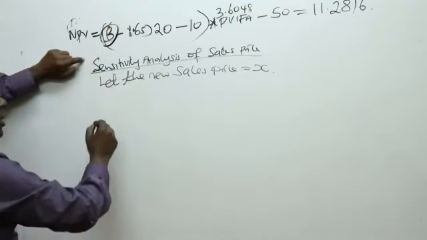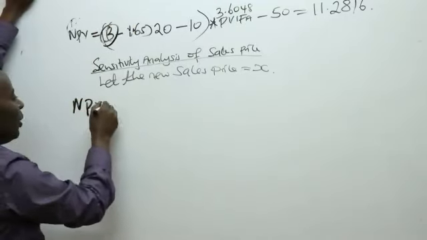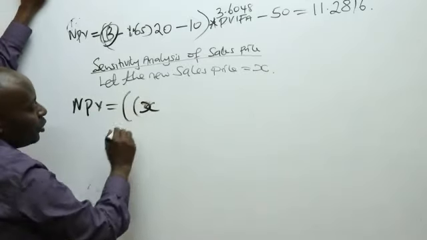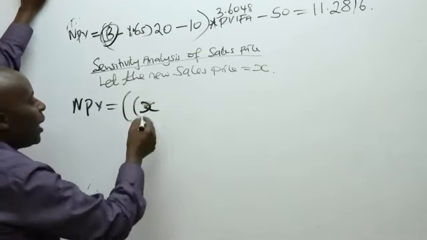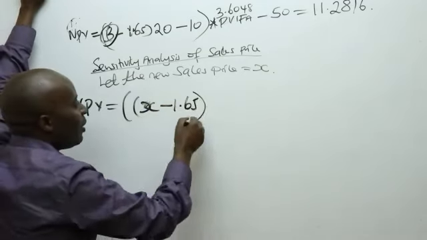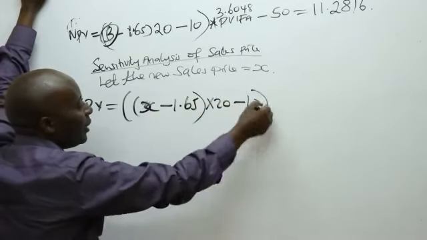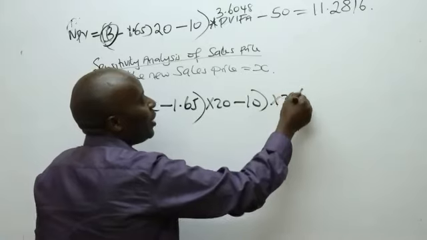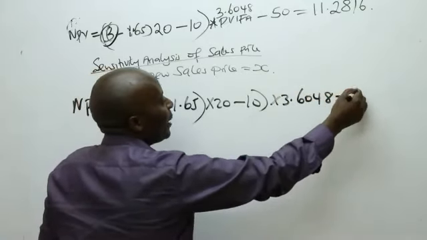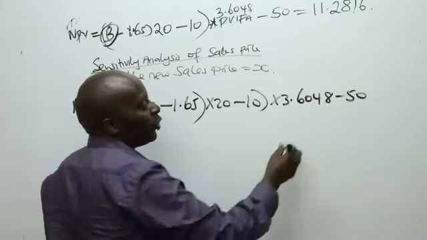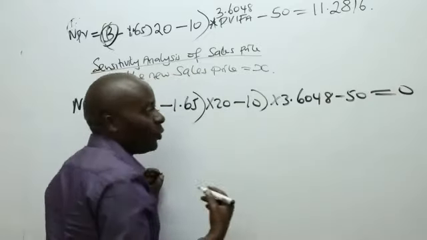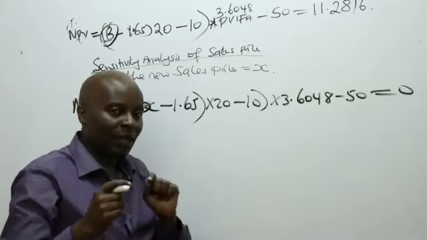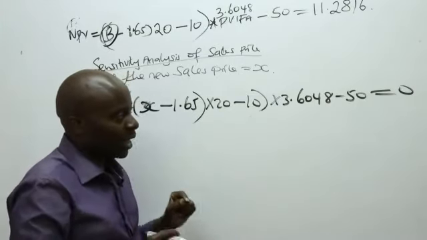It is here. Therefore, my net present value will be equal to, in brackets, not 3 but now X, because you're talking about the new selling price. So X minus 1.65, times 20, minus 10, times 3.6048, minus the initial outlay of 50, should be equal to what here? Of course, we are talking of driving our project to levels where the project will not be desirable.